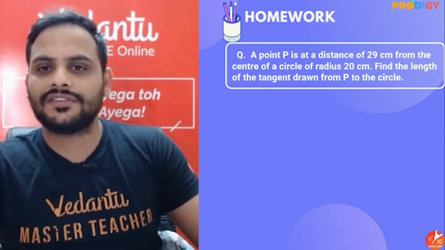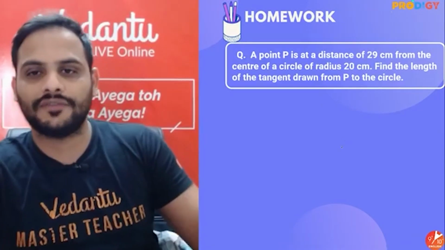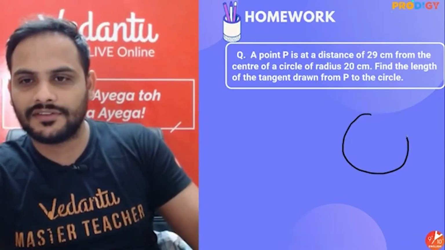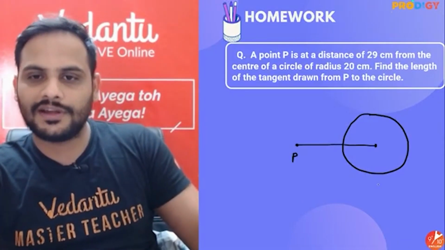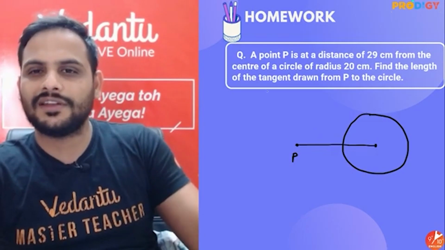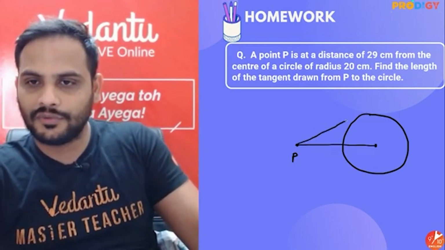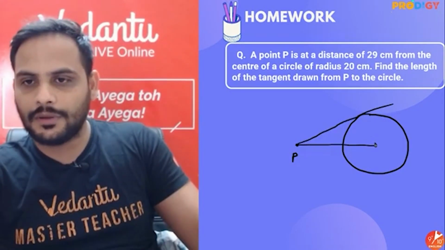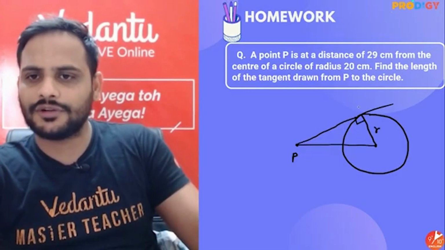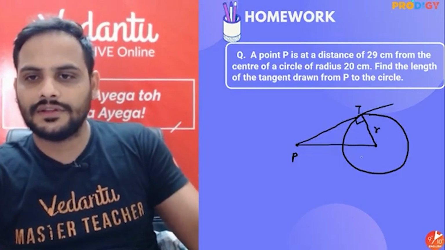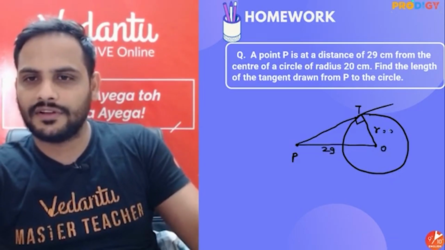It says a point P is at a distance of 29 centimeter from the center of a circle. Let's say this is your circle, here is your center, point P is 29 centimeter away, and the radius is 20 centimeter. Find the length of the tangent drawn from P to the circle. Suppose this is the tangent drawn. Now I know the radius at the point of contact will be perpendicular. PO is given as 29, radius is given as 20.